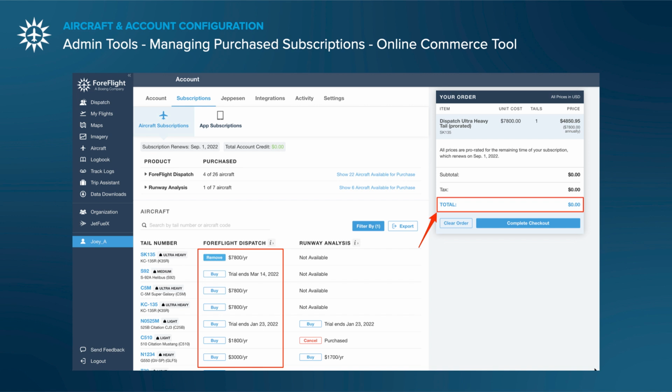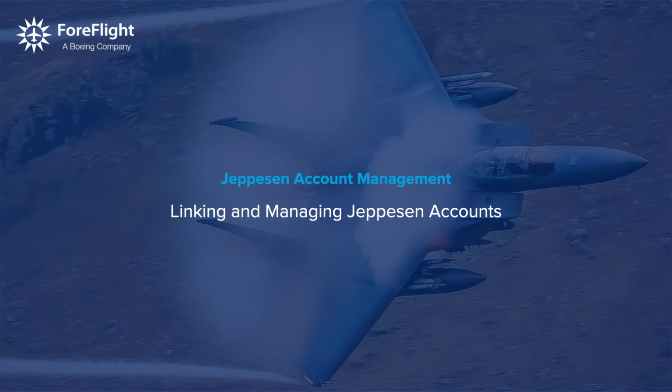If you would like to purchase additional tails, you can also look and see the buy buttons and then just click that purchase button and be able to use a credit card if you have one available. If you need to do this through a MIPR or through an invoice, we can contact our sales department and be able to do this for you. Next, we're going to discuss linking and managing the Jeppesen accounts.